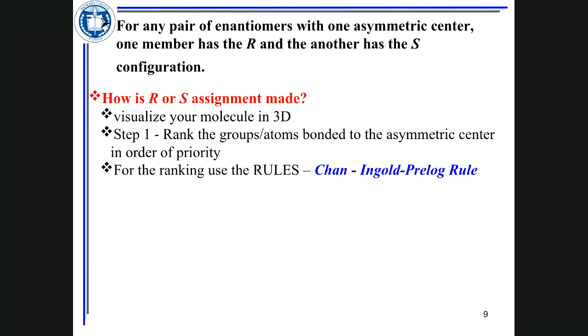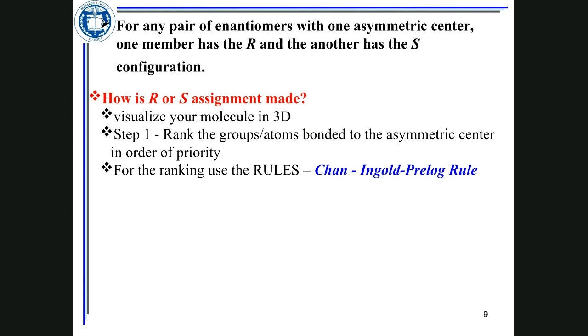How would you assign R and S? You have to give priority to the groups that are attached. If I go with the strength of the color for the model that I'm holding, I give the highest priority to the darkest color. So black would take priority number 1, then the red color is priority number 2, and the yellow color is priority number 3. The white color here is going to be priority number 4. So 1, 2, 3, and 4.